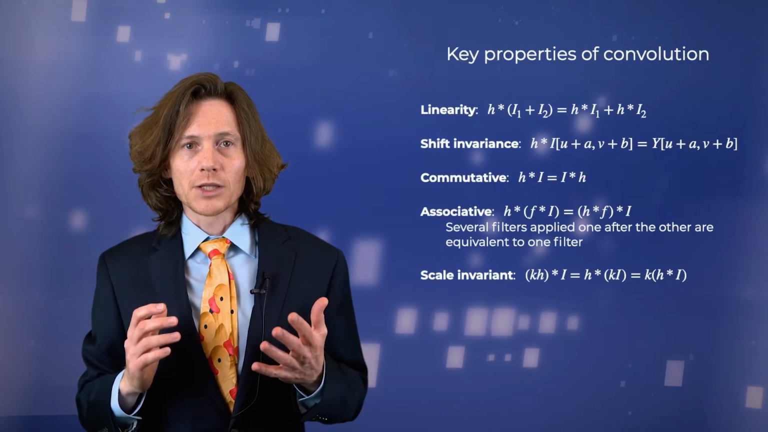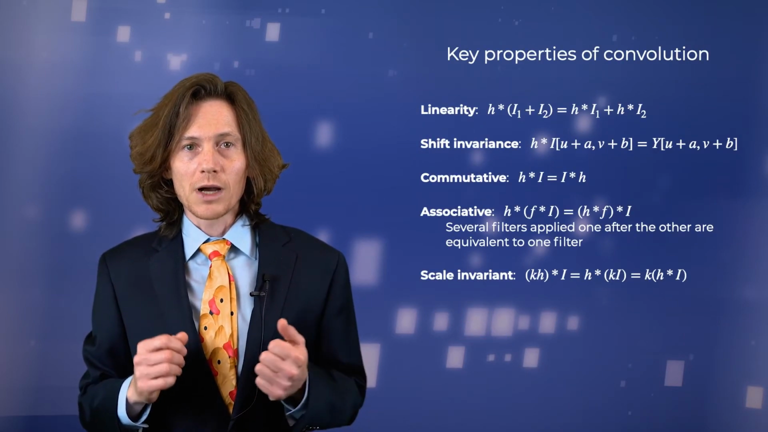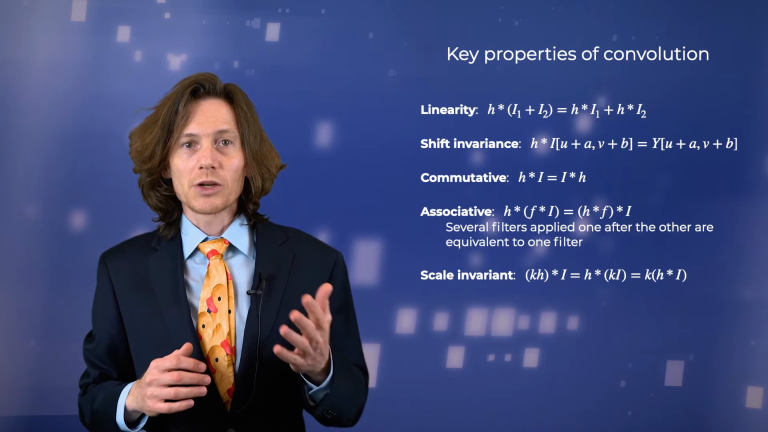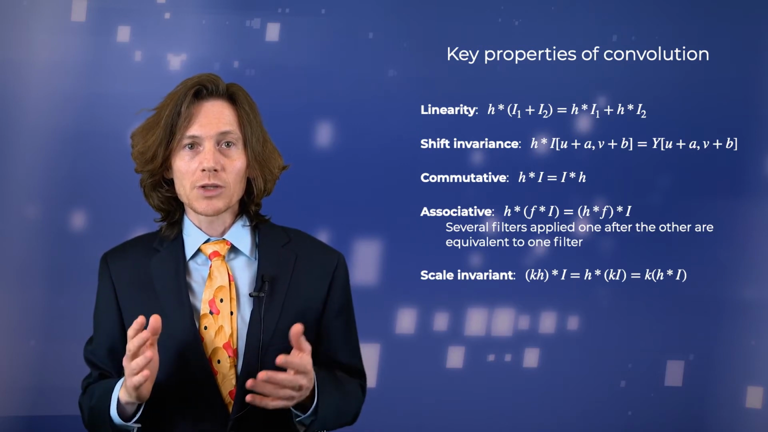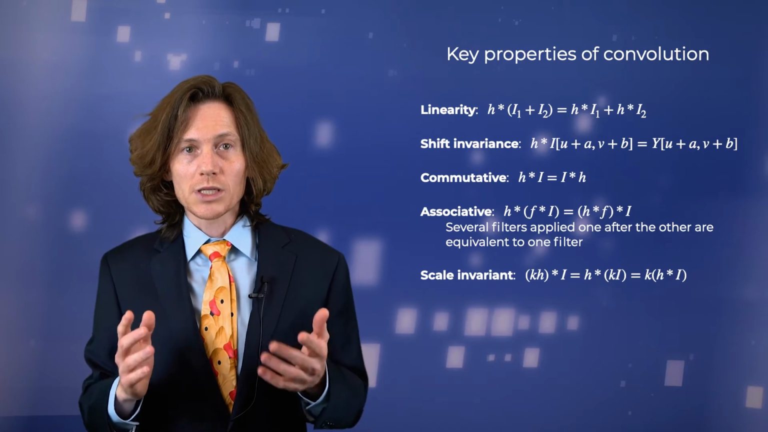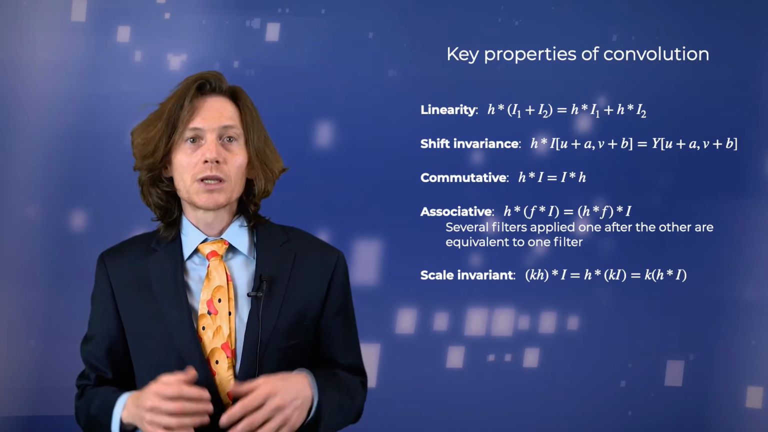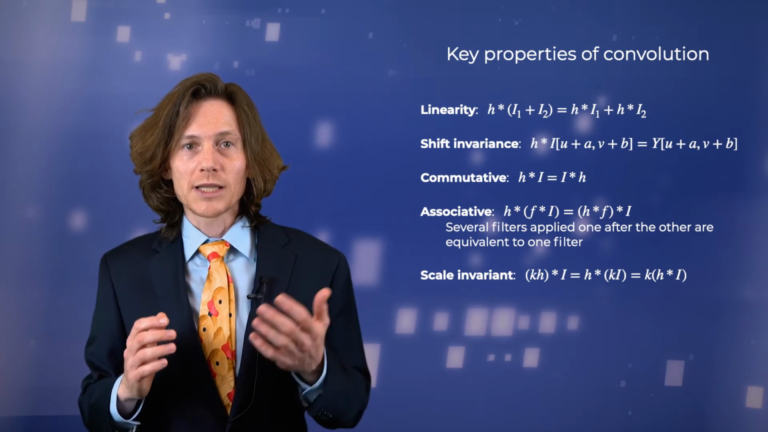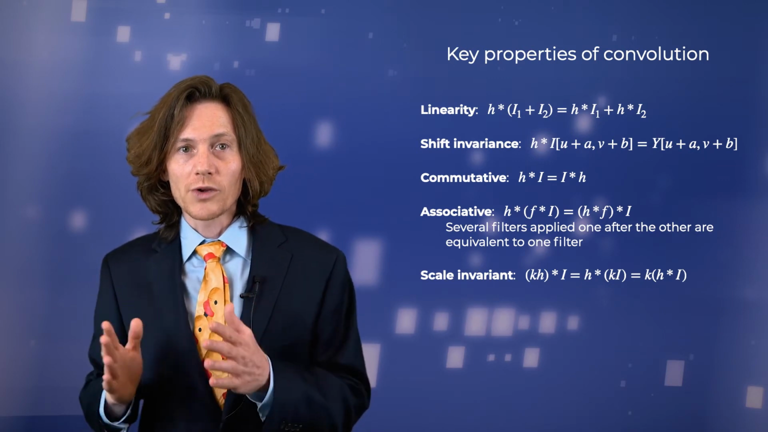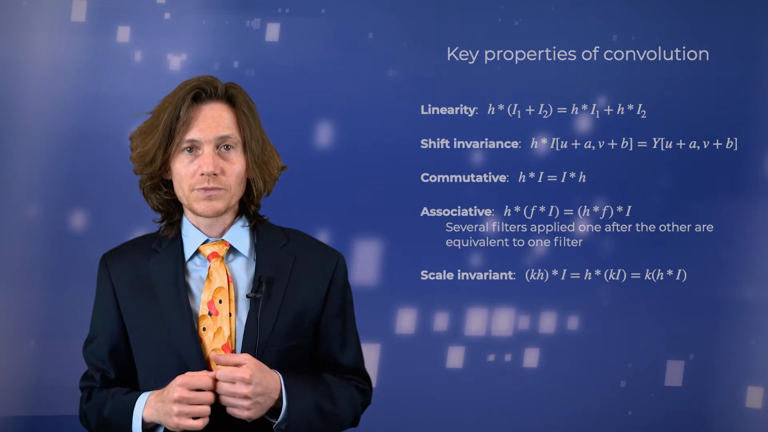As a mathematical construct, convolutions exhibit a number of key properties. Convolution is a linear operation, meaning that we can apply them separately to images and then sum the results, or apply the convolution once to the sum of the two images. Convolution is shift and scale invariant, and also associative, which means that several convolutions applied one after the other is equivalent to a single filter.